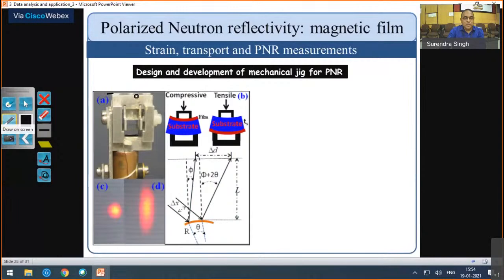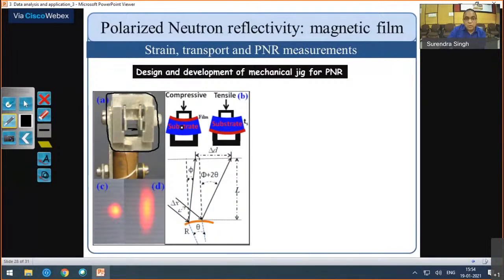So this is called the mechanical part, where we have put our thin films. This is our thin film, and then we are putting some stress on top and bending our substrate. We can bend this substrate on the cryostat cold head, and then we did polarized neutron reflectivity. Simultaneously we measure the transport measurement, resistance, as well as we change the temperature and magnetic field.